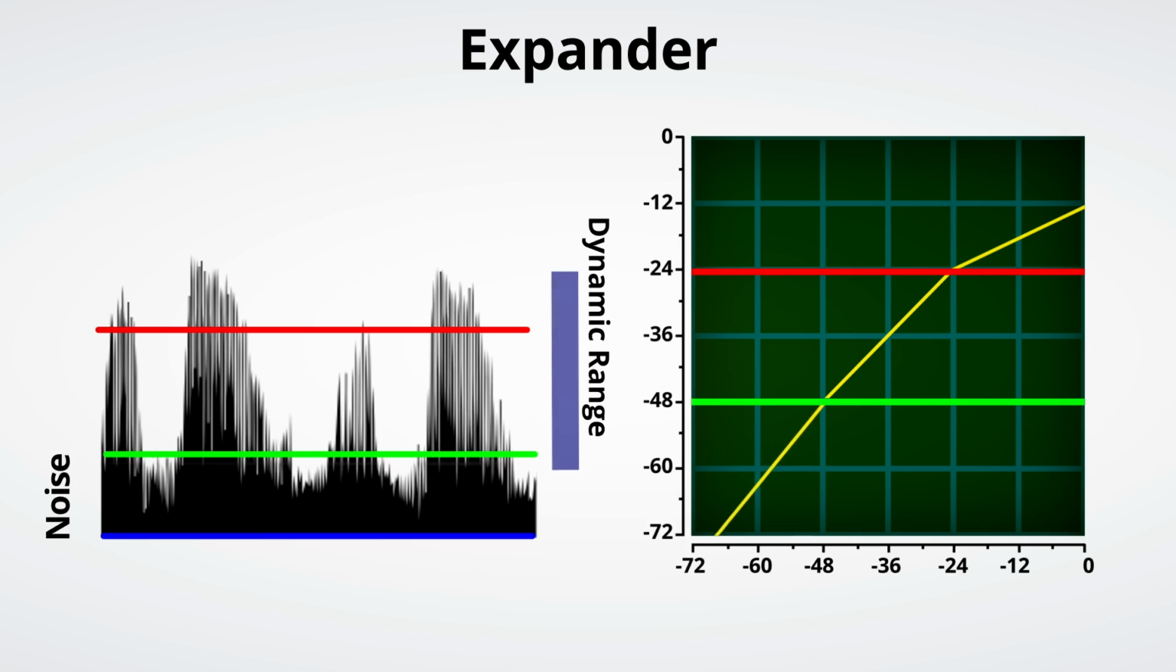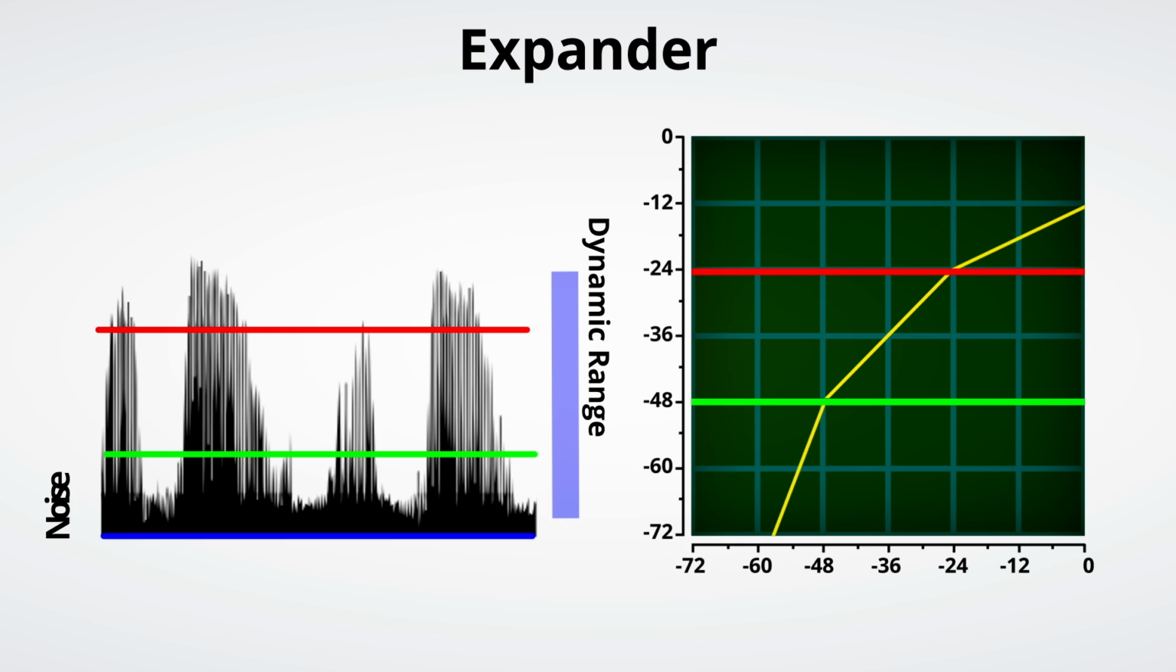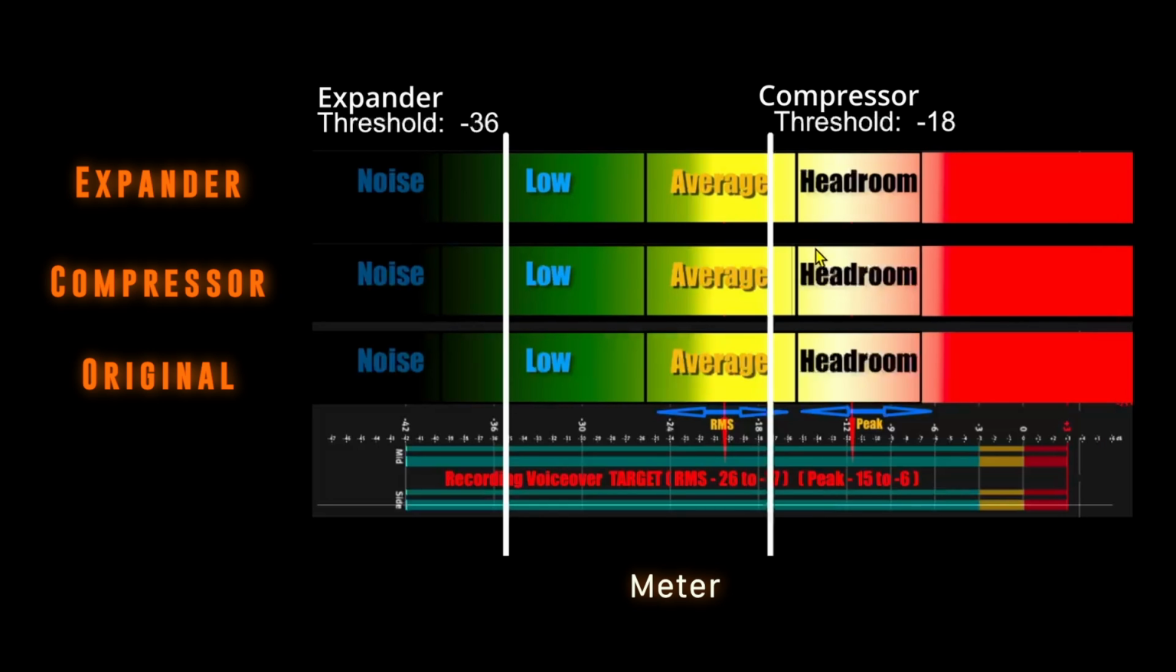So now let's talk about the expander. Expander works in the opposite direction of the compressor. It increases the dynamic range of an audio signal by reducing the level of signal below a certain threshold. So in this example, the threshold is set at -18 for the compressor and -36 for the expander. The compressor attenuates the audio signal above the threshold, thereby reducing the dynamic range.